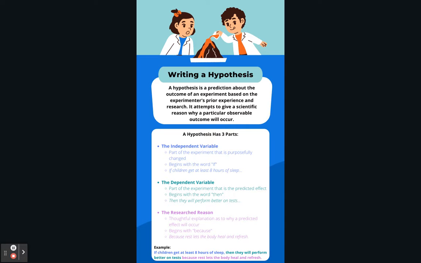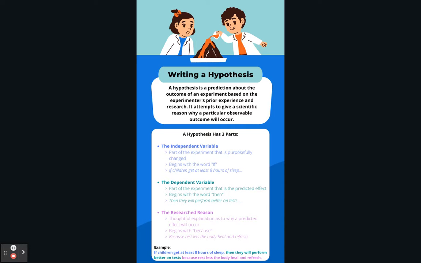So, a hypothesis has three parts: the independent variable, the dependent variable, and the researched reason. As a reminder, the independent variable is the part of the experiment that is purposely changed. Now, when writing your hypothesis, this always begins with the word if. If you remember, a hypothesis is usually written in the if then format.